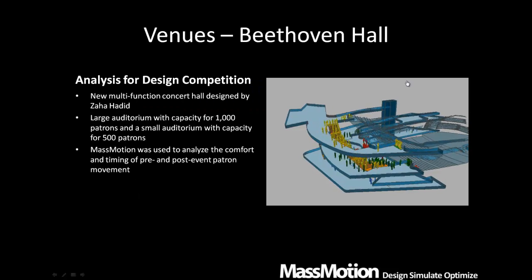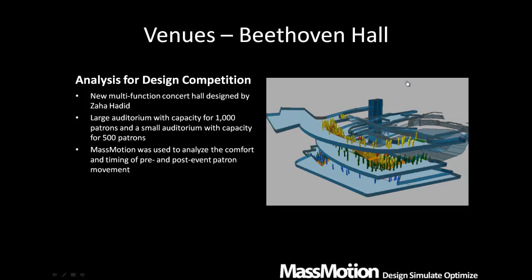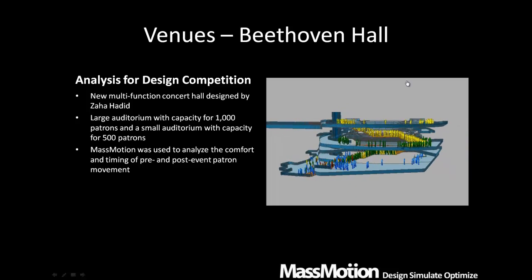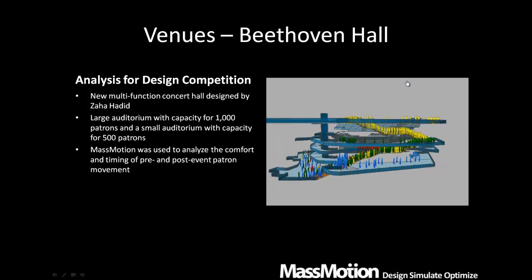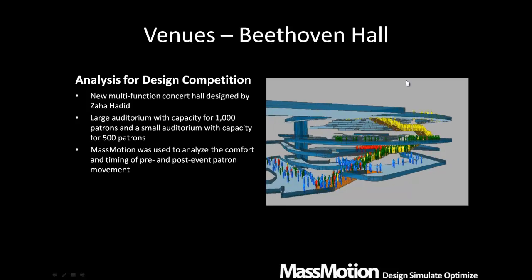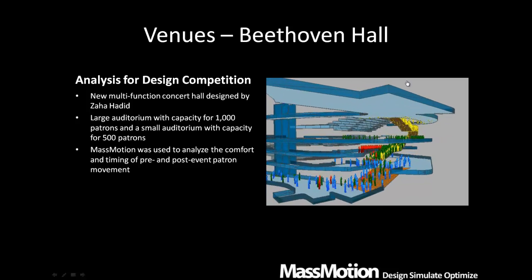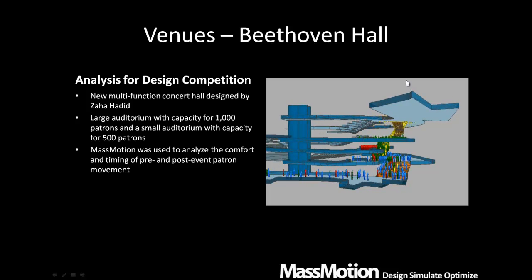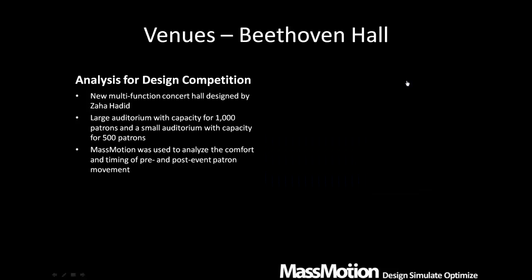It's a venue. This is a theatre over in Vienna. MassMotion was used to ensure that the guests coming in, or the patients coming in and leaving the theatre, could do so in comfort and reasonable time and so on. MassMotion has also been used on full football stadia and so on.